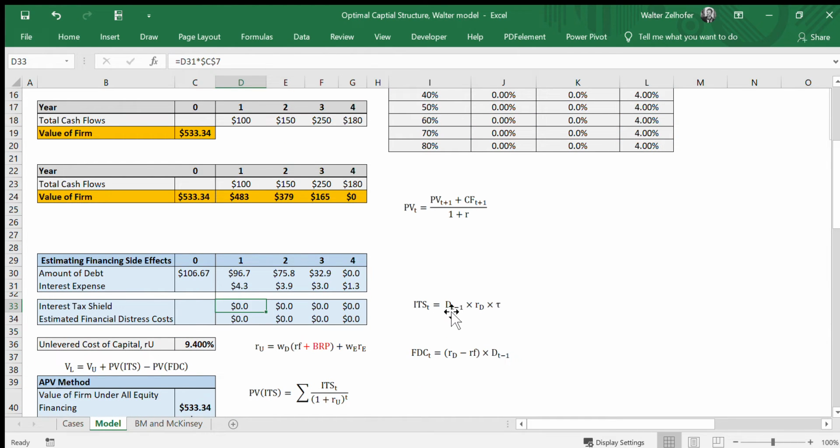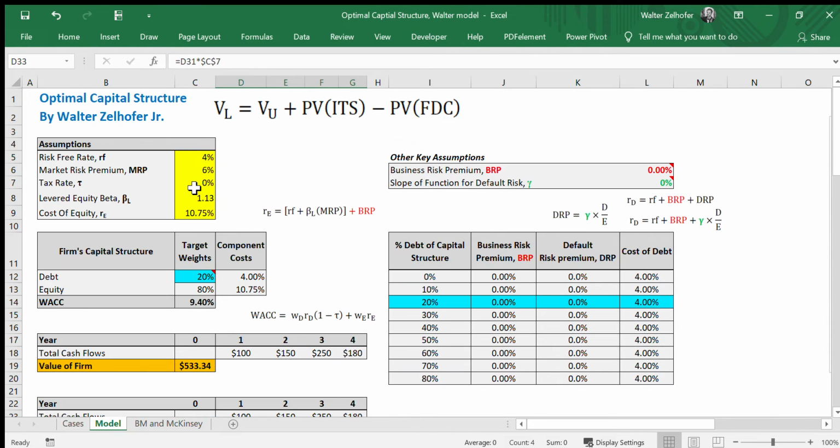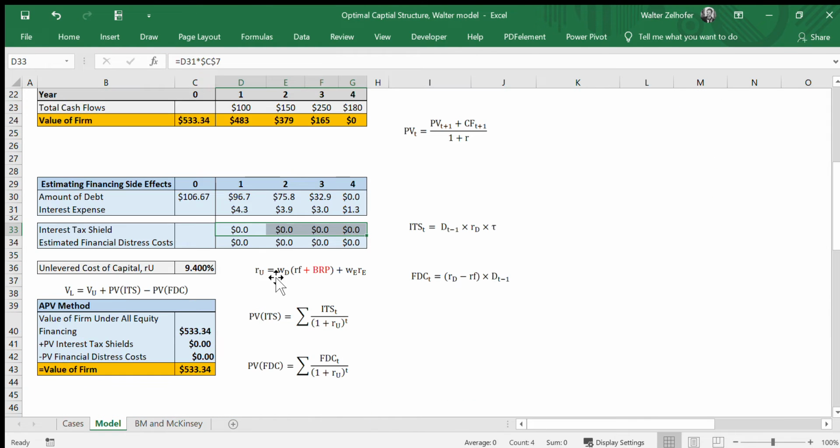There is a shortcut formula for estimating the interest tax shields, and that's what this is. What this is saying is you take the debt from the previous period times the interest rate that you pay on that debt. So beginning balance of debt times the interest rate on debt times the tax rate is the money that you're saving on your taxes. Notice that it's 0 because there are no taxes in case 1.